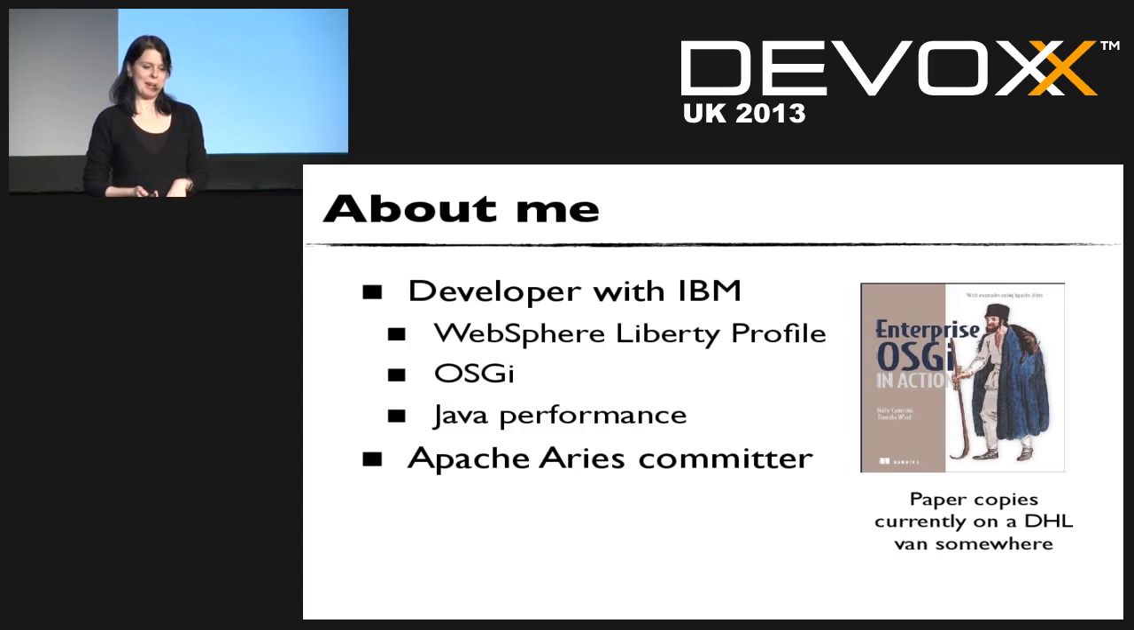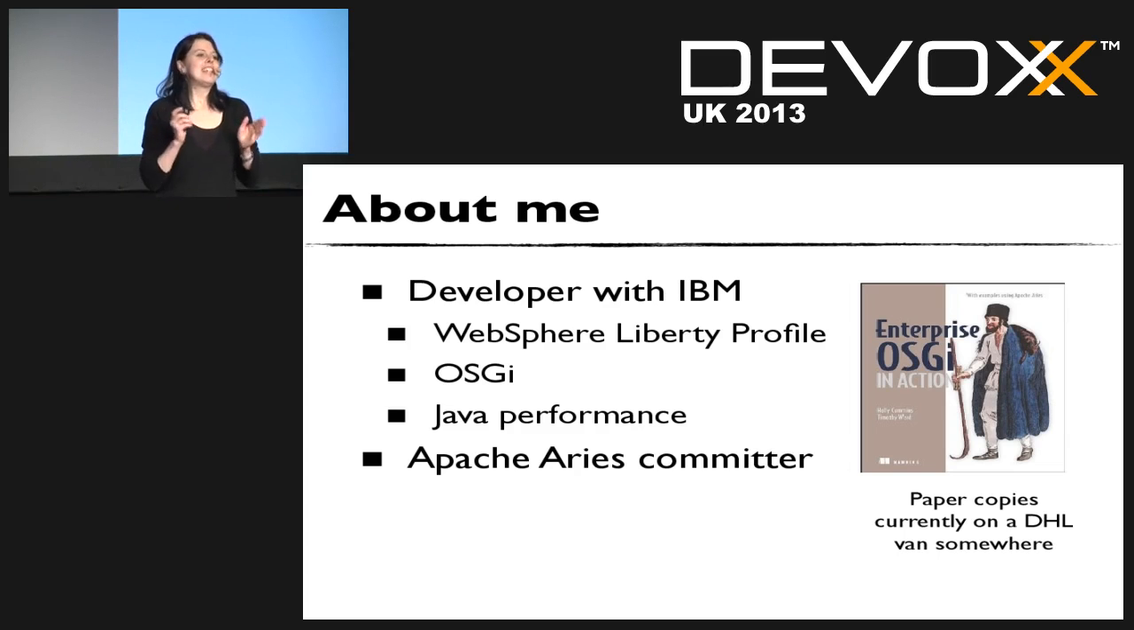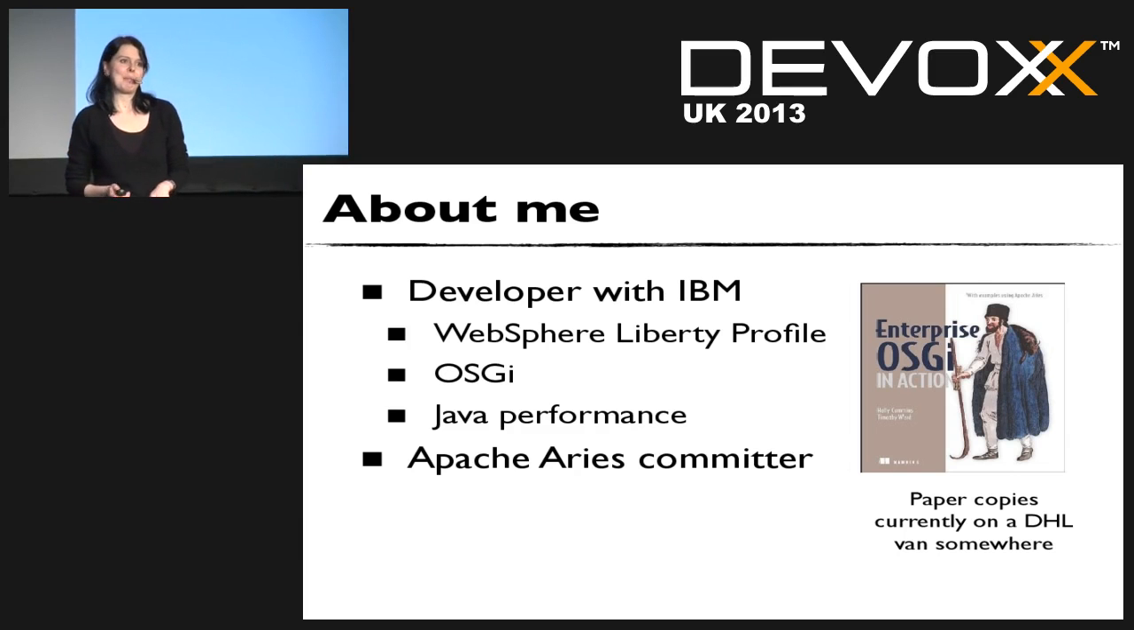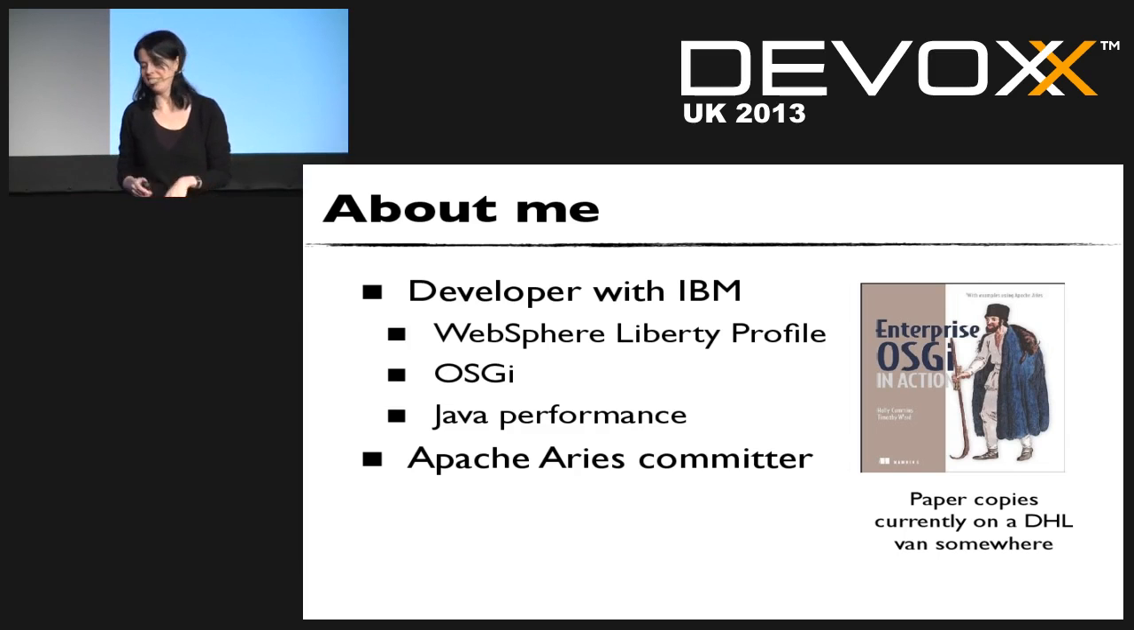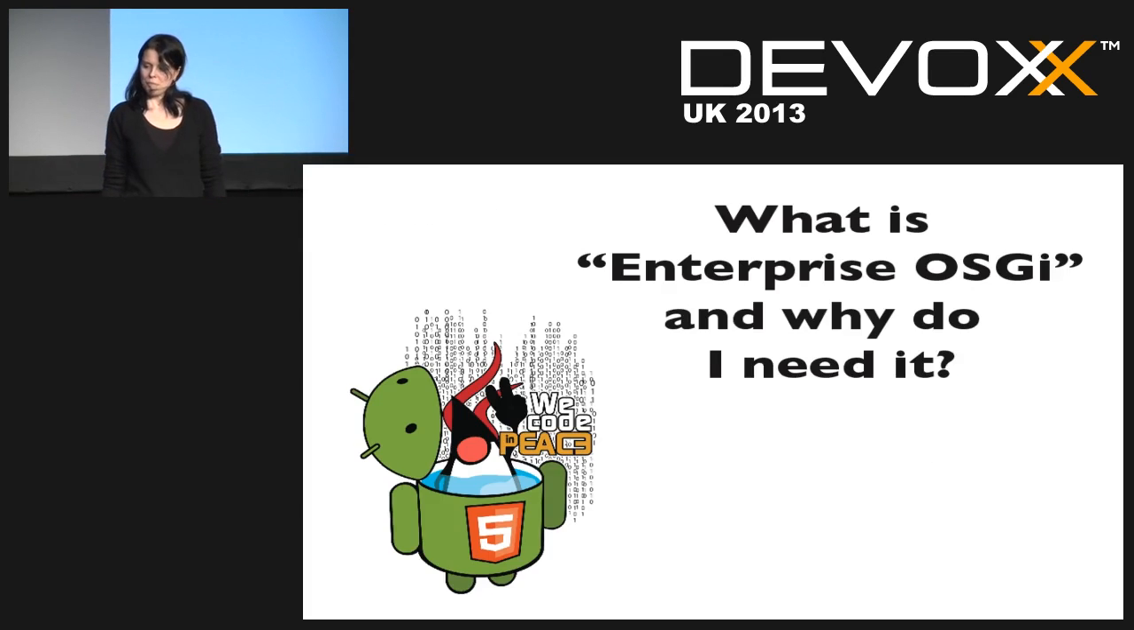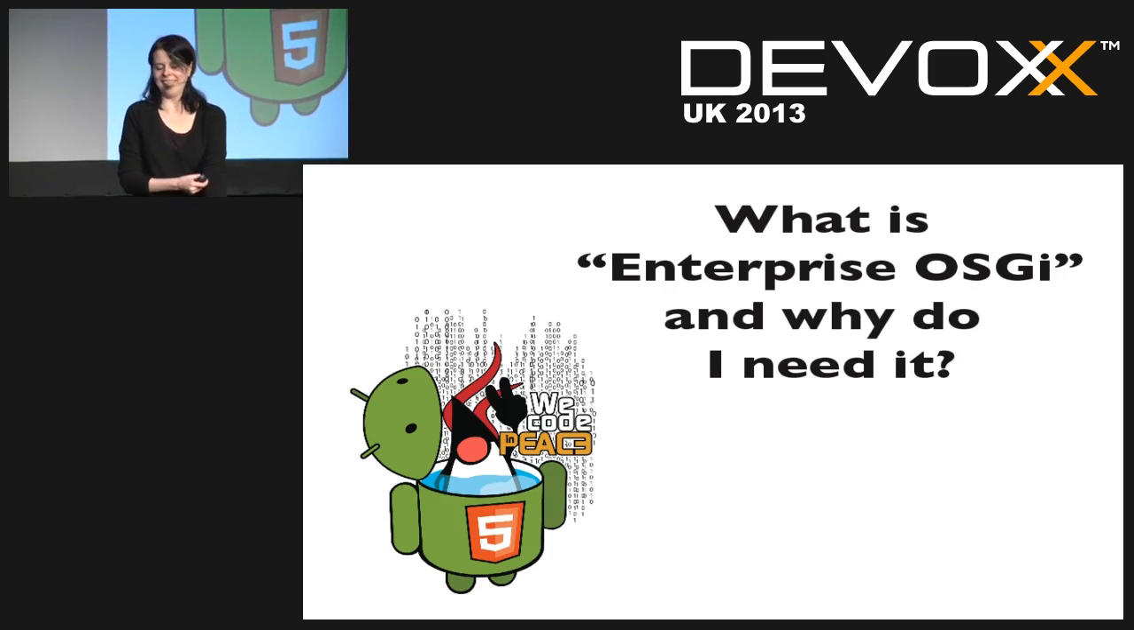So the book is Enterprise OSGi in Action. It is very literally hot off the printing presses. It left the bindery on Friday, and I was hoping that I could have a copy today. But it is somewhere on a DHL van. There's a box that has my copies of the book. But you can buy them from Manning. So there we go. Paper copies currently on a DHL van. And this is why ebooks are such a good thing.